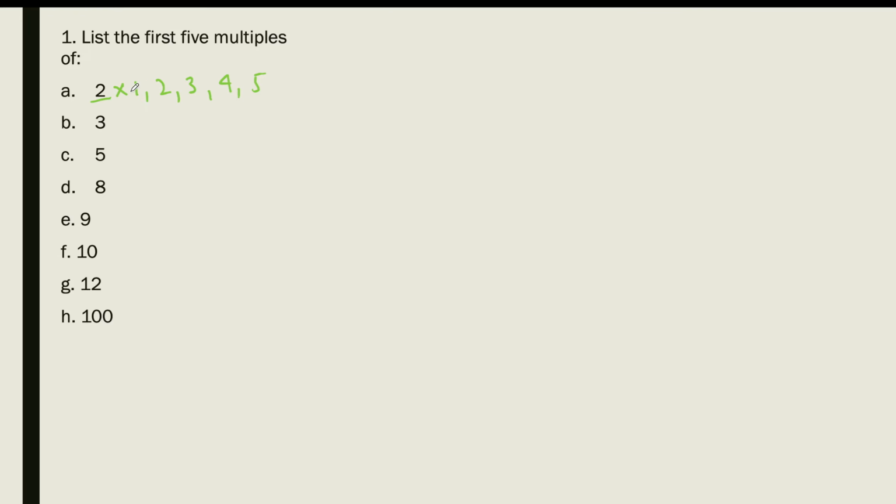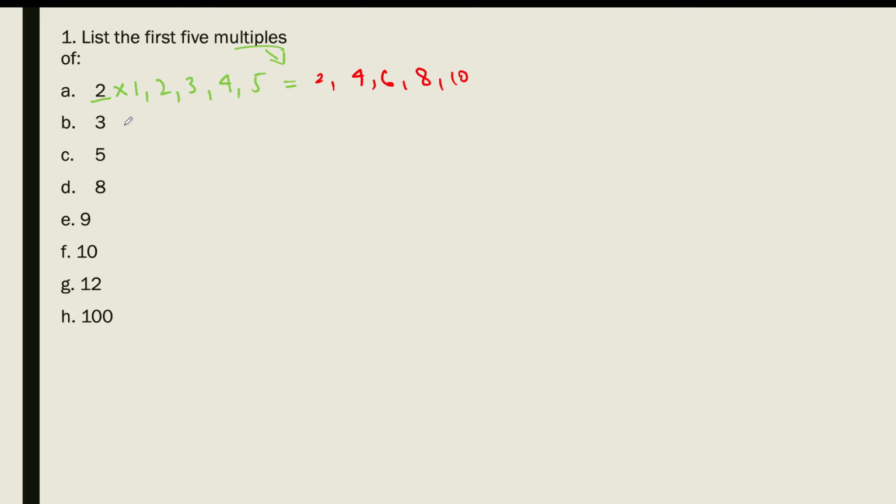If 2 is multiplied by 1, 2, 3, 4, 5, what would be the result? Those results are called the multiples. Those numbers we get as a result of the multiplication of a number by a whole number are called the multiples. So the first 5 multiples of 2 are 2, 4, 6, 8, and 10.